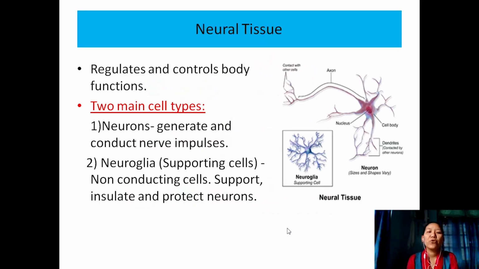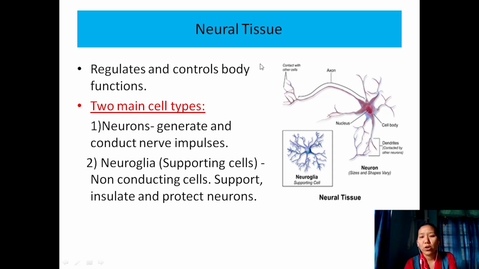Now next is neural tissue. So neural tissues form a very important tissue in an organism because these are the main tissue which regulates and controls the body function. It regulates and controls the whole body function. And this neural tissue is composed of again two types of cells, neuron and neuroglia, or you can say glial cell. Neurons and neuroglia, or the glial cell. So neurons are considered the structural and the functional unit in the nervous system.